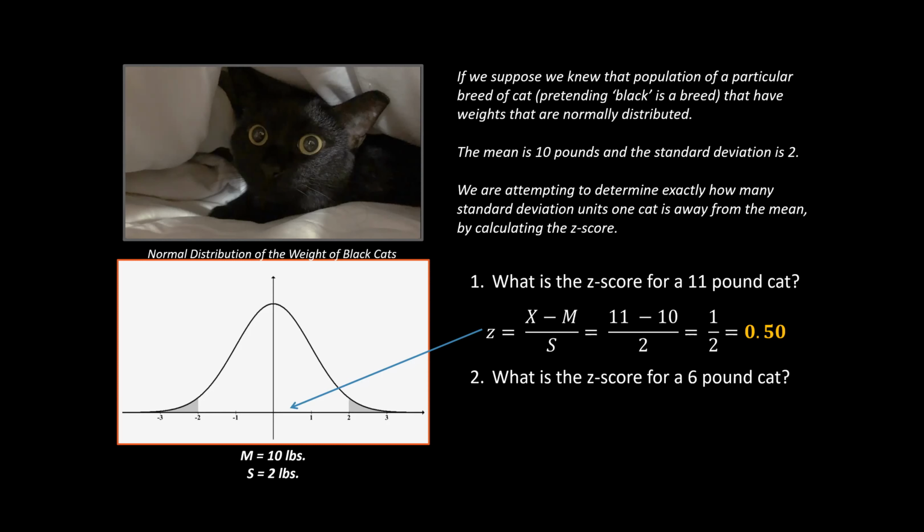Z-score for a 6-pound cat. Let's calculate that. 6 minus 10. So now we're going to end up with a negative number because 6 minus 10 is negative 4. And that's okay. We want that. Divided by 2. We divide a negative number by a positive number, we get a negative number. So our z-score for a 6-pound cat is negative 2. And that falls right there.